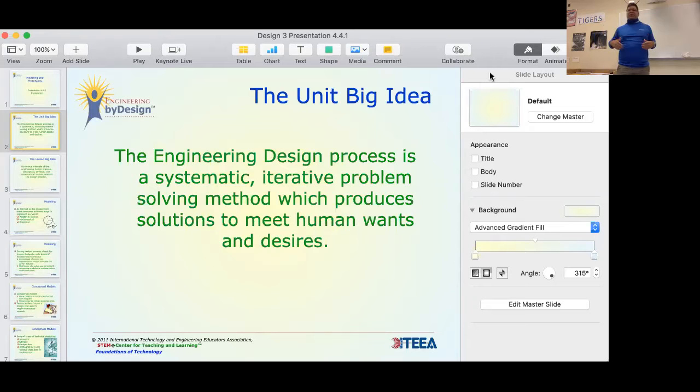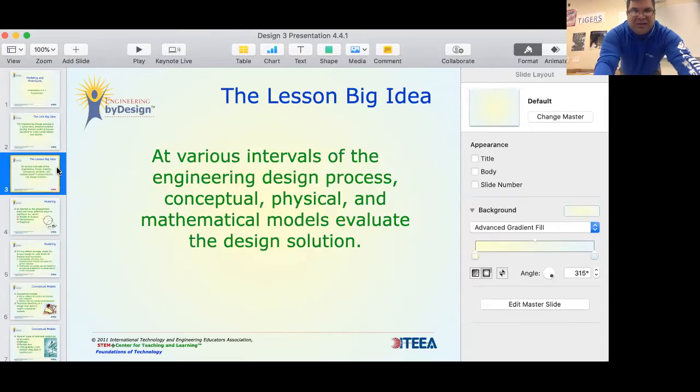We're solving a problem. Problems are not just bad things. Problems are what I need solved. What is my requirement, right? So that's how we always start a lesson. We move from that to, at various intervals of the engineering design process, conceptual, physical, and mathematical models evaluate design solutions. So we're making models.